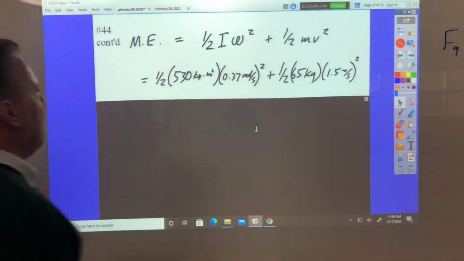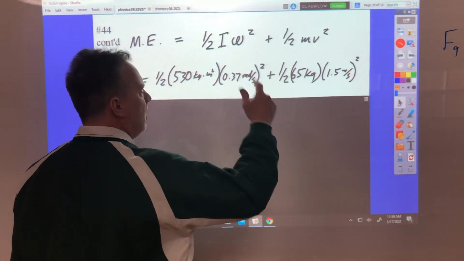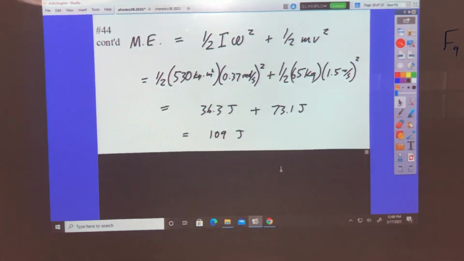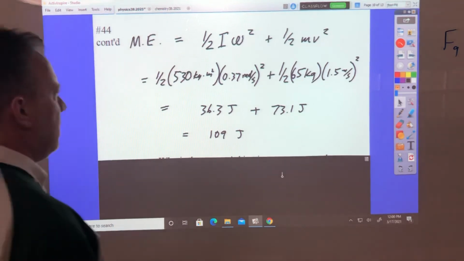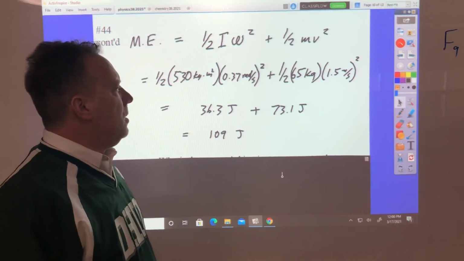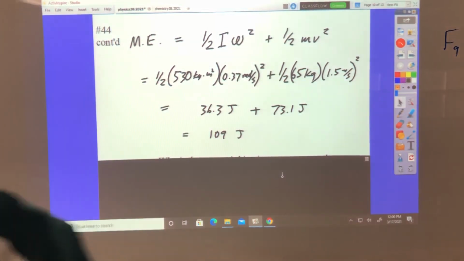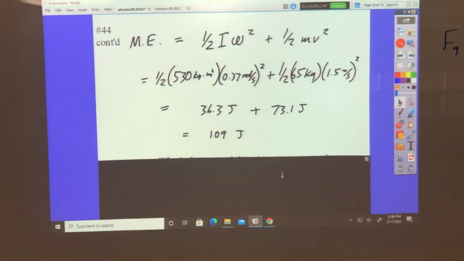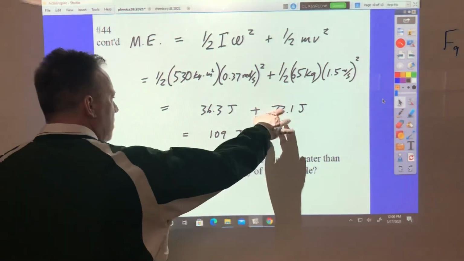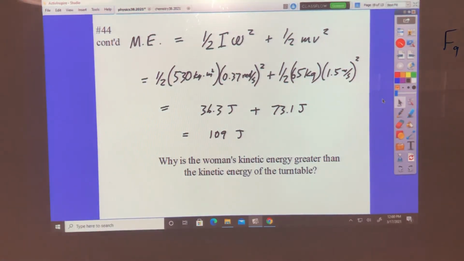Okay, so you take 1/2 530 kilograms times meter squared times 0.37 radians per second squared, plus 1/2 65 kilograms times 1.5 meters per second squared, and it comes out to be 36.3 joules and 73.1 joules, 109 joules. Now when I first looked at these numbers, I noticed that her kinetic energy was greater than the turntable, and for half a second there I thought I was surprised by that until I realized what was going on. So I want to ask you the question, why is her kinetic energy more than the turntable kinetic energy? Let you think about that. See if you can come up with the reason.